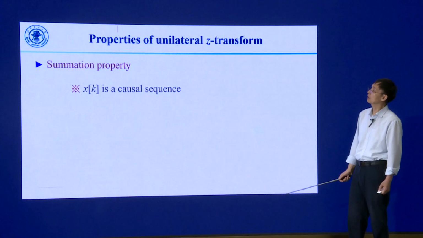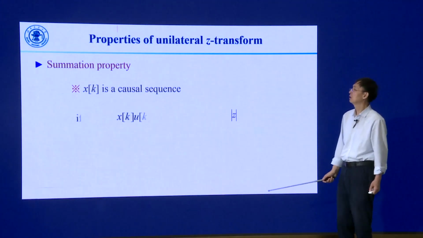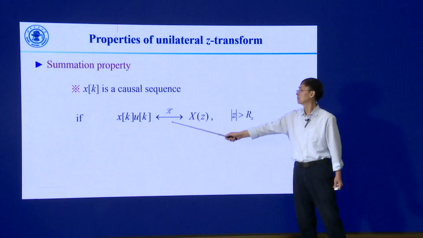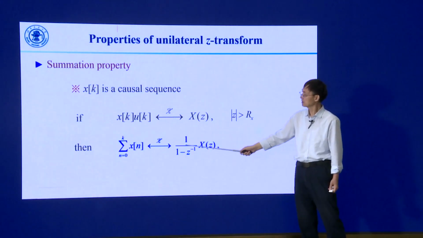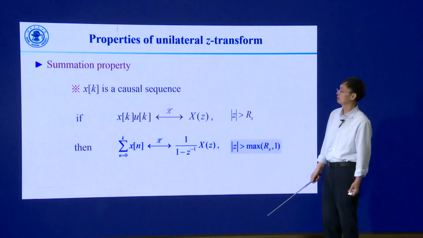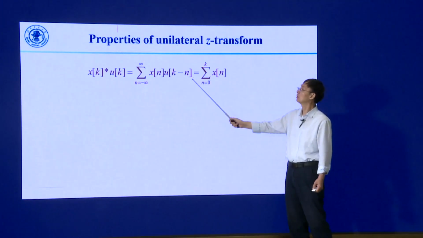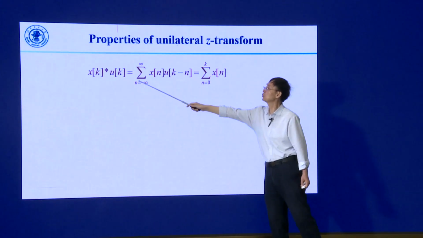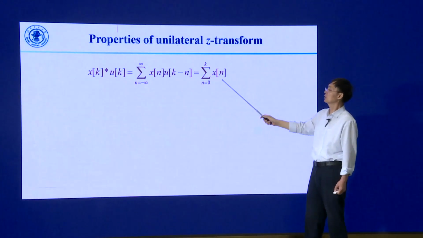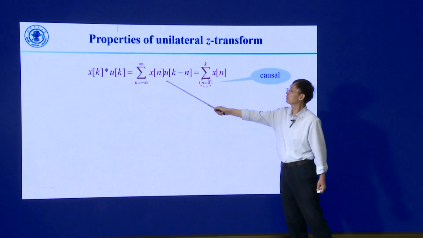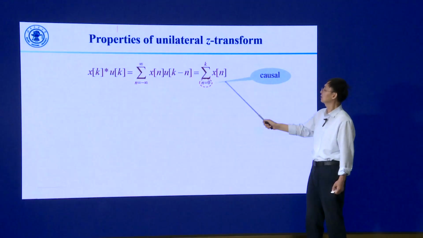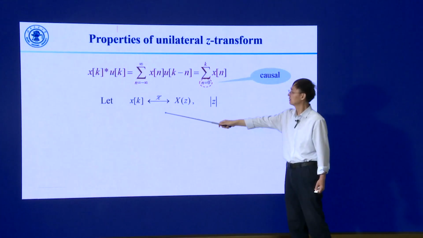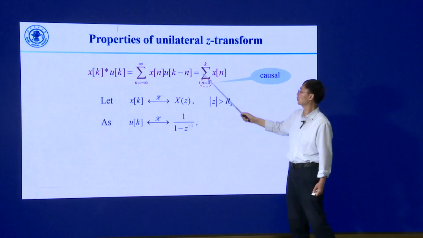Here is another property, the summation property. x of k is a causal signal. The property is described in this expression. Here is the verification for this property. This is a convolution of these two signals. You can get this equation because x of k is a causal signal, so it starts from 0. So we can get this result according to this equation.